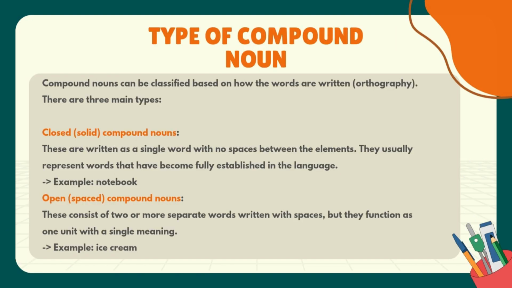Types of compound nouns. Compound nouns can be classified based on how the words are written, or orthography. There are three main types. The first one is closed or solid compound nouns. These are written as a single word with no spaces between the elements. They usually represent words that have become fully established in the language. For example, notebook. The second one is open or spaced compound nouns. This consists of two or more separate words written with spaces, but they function as one unit with a single meaning. For example, ice cream.